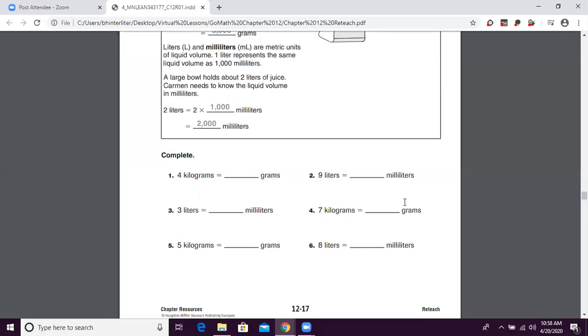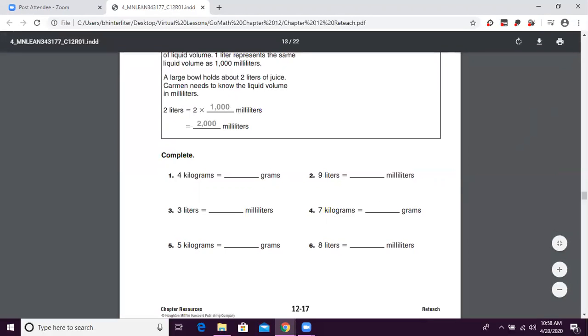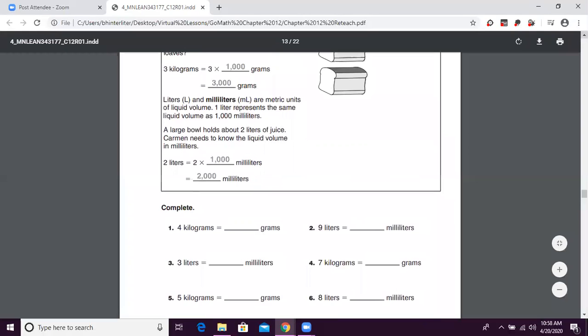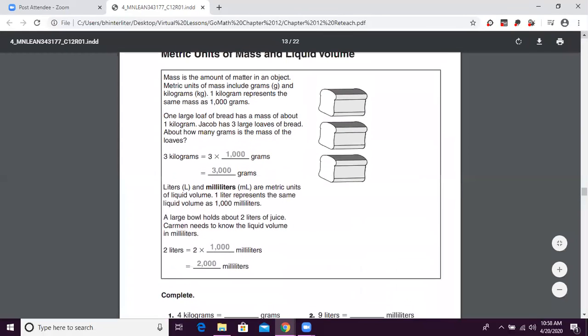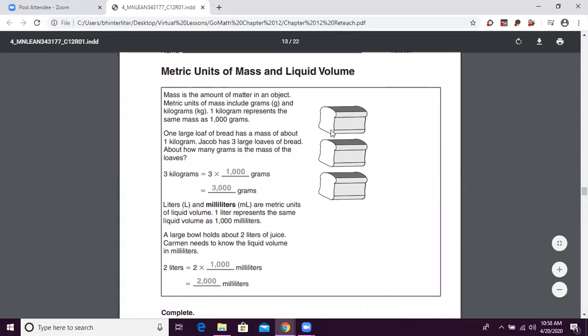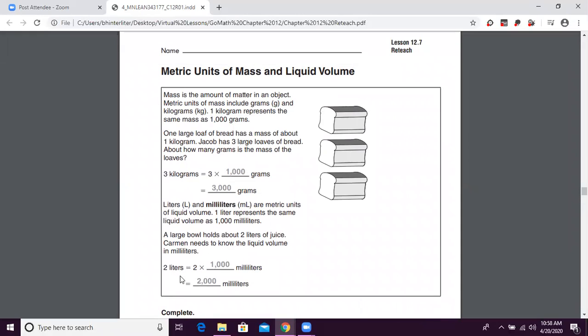All right, I hope that little extra practice was enough for you to see the equivalent measurements in metric mass and volume, how kilograms can equal grams if you multiply by 1,000, and liters can equal milliliters if you multiply by 1,000.